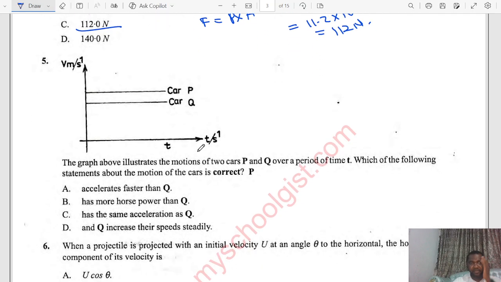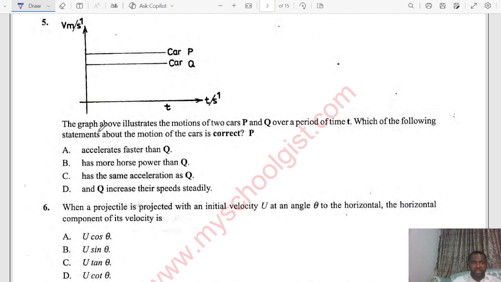Quite easy, right? Now this one is number 5. It says the graph above illustrates the motion of two cars P and Q over a period of time T. Which of the following statements about the motion of the cars is correct?